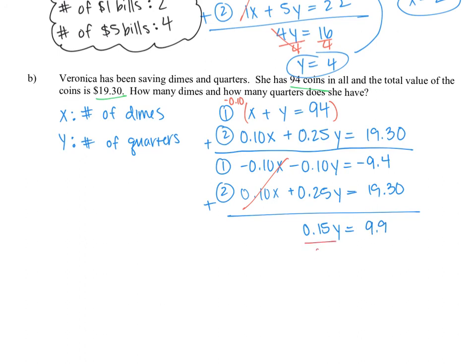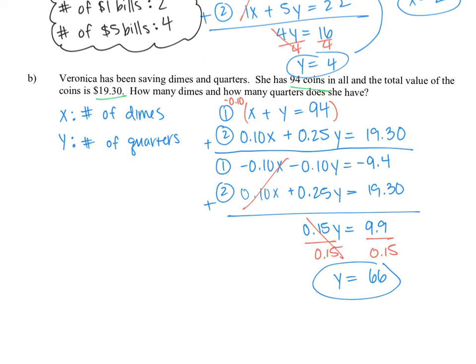So if I take my decimal to divide with, to try to cancel this side, I need to divide on the other side as well. So y is equal to 9.9 divided by 0.15, which actually ends up being a nice number. It ends up being 66. So I found my y. I just have to go ahead and find my x.